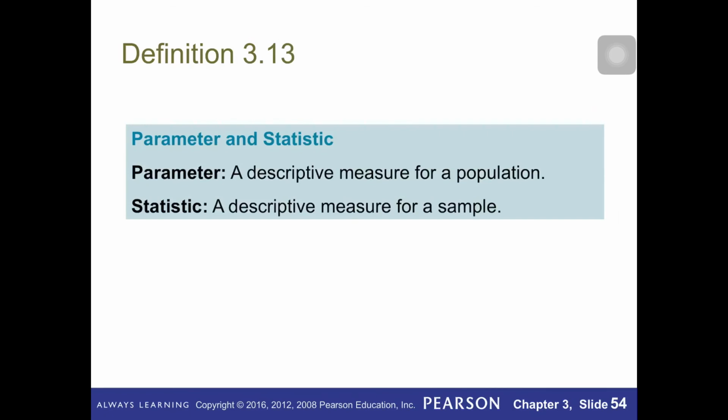Parameter and statistic. A parameter is a descriptive measure for a population, and a statistic is a descriptive measure for a sample. As I mentioned in the chapter 1 video, a descriptive measure for a population we call a parameter, and a descriptive measure for a sample we call a statistic. Okay.